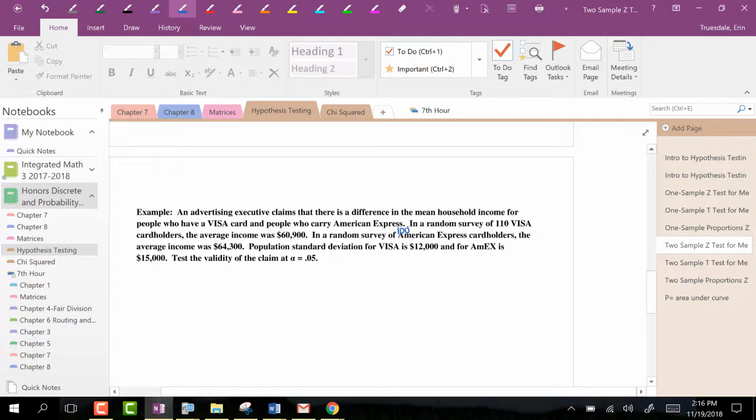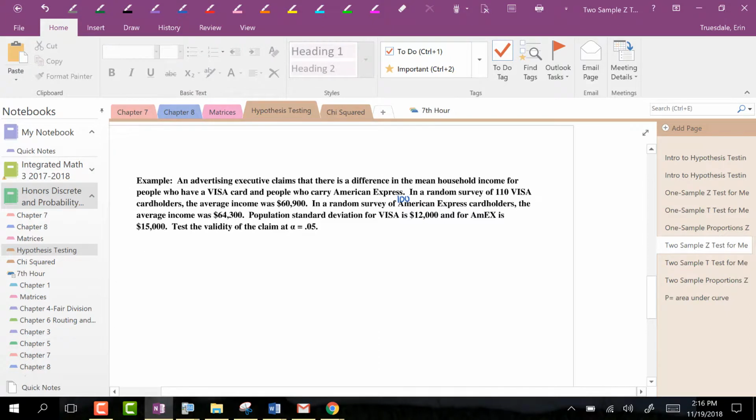Population standard deviation for Visa is 12,000 and American Express is 15,000. Test the validity of the claim when alpha is 0.05. Okay, so when you read through that, what part tells you that we're going to be doing Z and not T? Because T is coming tomorrow, right? Yeah, good. That population standard deviation tells you we're dealing with the Z test. We'll do T tomorrow. So we need to go through and write our H0 and our HA.